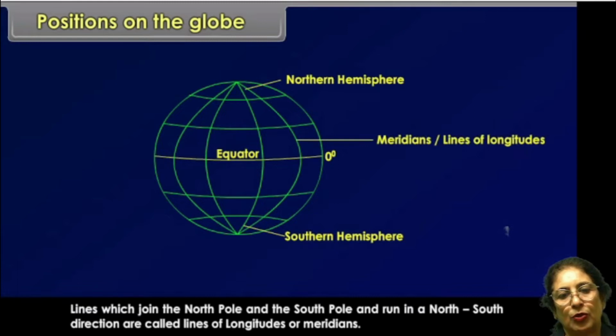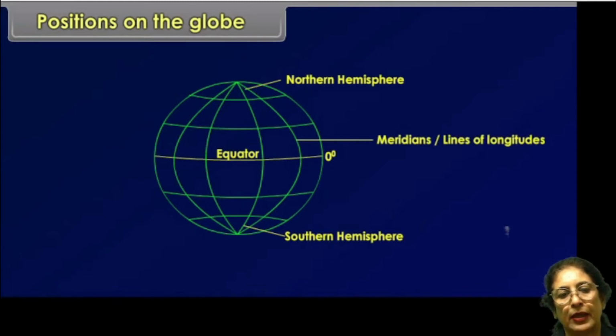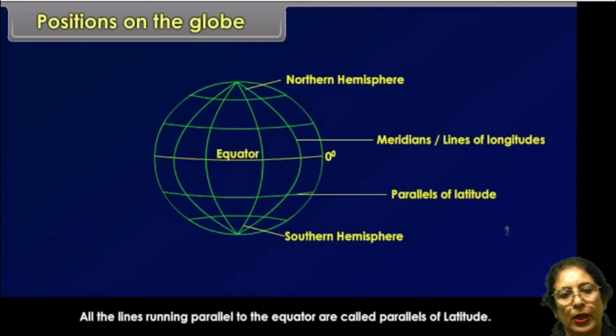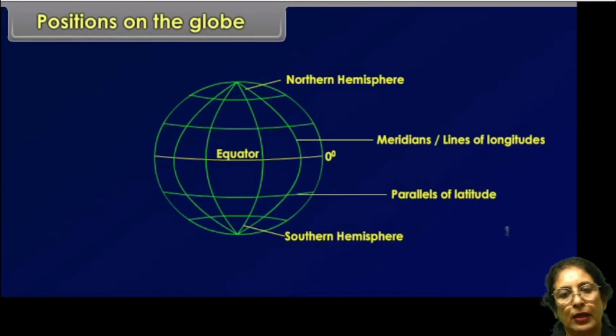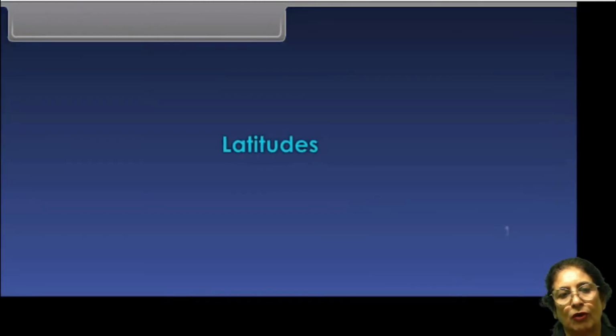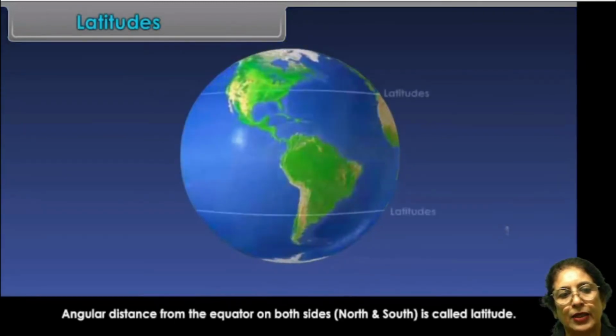Lines which join the North Pole and the South Pole and run in a north-south direction are called lines of longitude or meridians. All the lines running parallel to the equator are called parallels of latitude. We can locate a place by intersecting the meridian and parallel of latitude of the place.